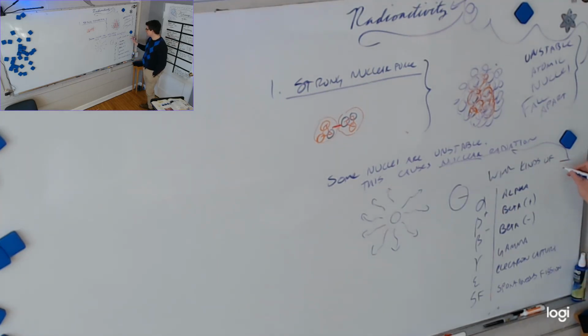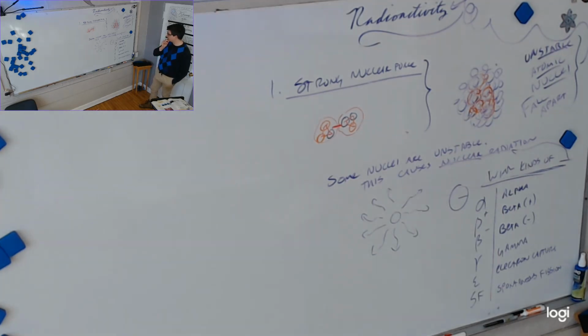These are the kinds of nuclear radiation. And what are they all caused by? That's more important than the math. What are they all caused by? Yeah, unstable atomic nuclei. Great job, Hayden. They're all caused by unstable atomic nuclei.